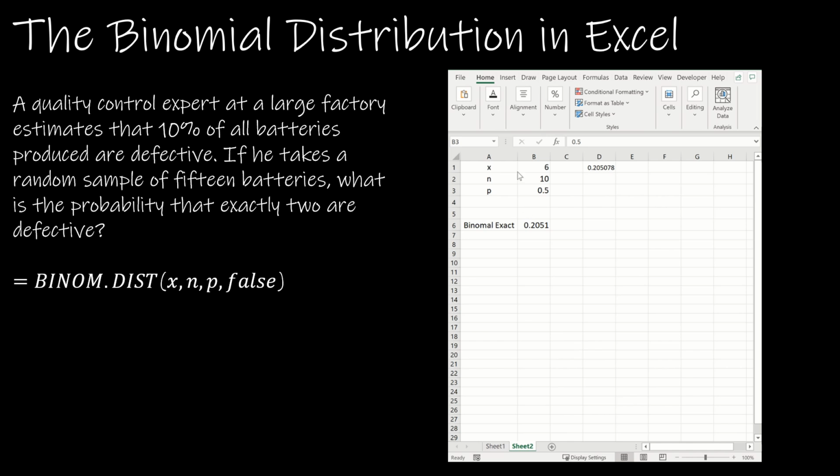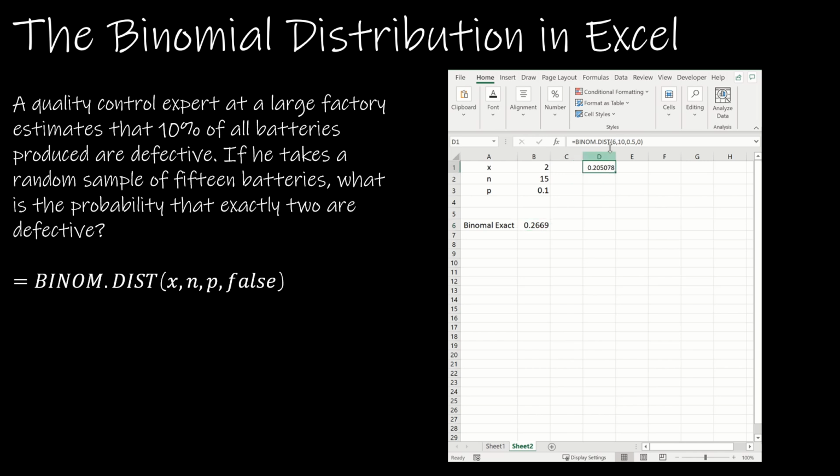So why would I want to create my spreadsheet like I have? Well, in this case, we're saying 2 out of 15 batteries with a probability of 10% or 0.1. And so just like that, I have the solution without having to do any more work, as long as I know X, N, and P.